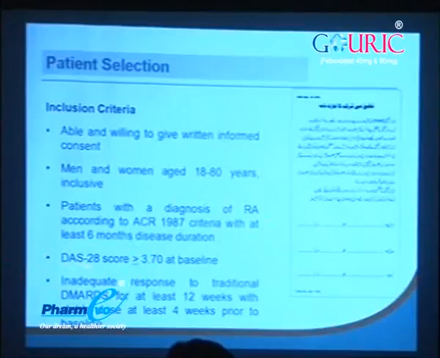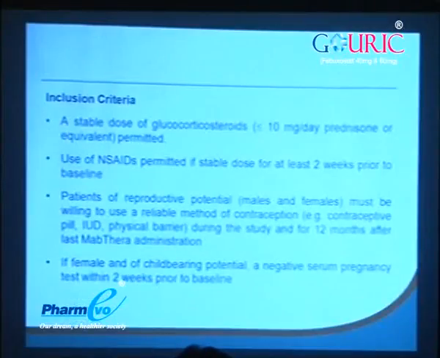That is the disease activity score counting 28 joints, where you see how many joints are tender, how many joints are swollen, and the other measures which you use to deduce this score. And greater than 3.7 means active disease. Inadequate response to traditional DMARDs for at least 12 weeks with a stable dose for at least 4 weeks prior to baseline. And a stable dose of glucocorticoids, at least less than 10 milligrams. Use of NSAIDs if permitted, but a stable dose for the past 2 weeks.